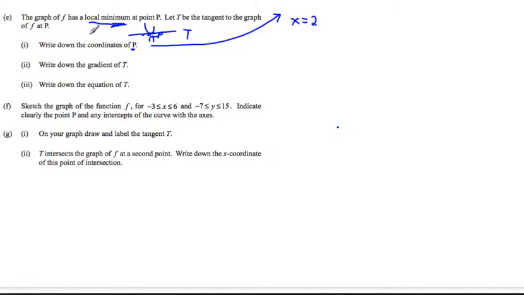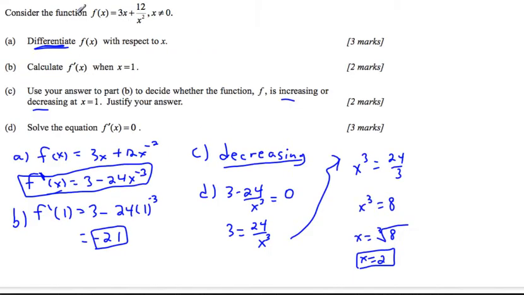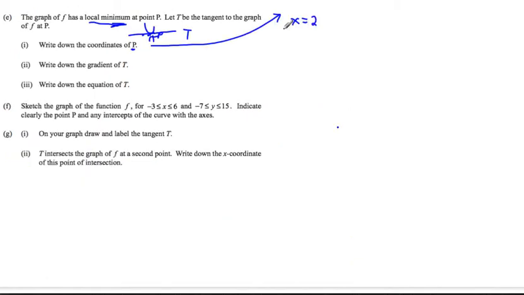We could also graph this in our calculator and have a look and find that minimum. But let's use our result from before. We'll put 2 into this function. 3 times 2 is 6. Plus 12 over 2 squared. 2 squared is 4. 12 divided by 4 is 3. So 6 plus 3 is 9. Alright? So f of 2 was equal to 9. So the coordinates are 2, 9. Putting 2 into the original function and evaluating.